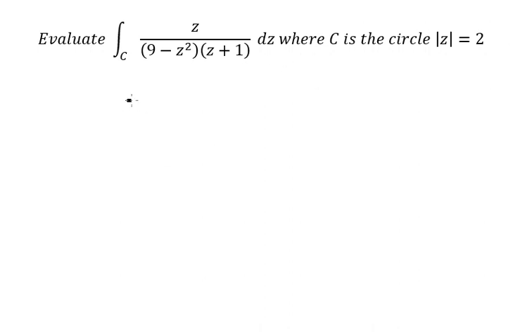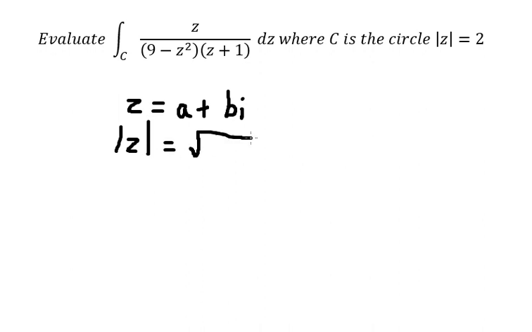We know that z is a plus bi. This one is the real part. This one is the imaginary part. And we need to know that this is the absolute value. So if we put it inside the absolute value, you get the square root of a squared plus b squared.